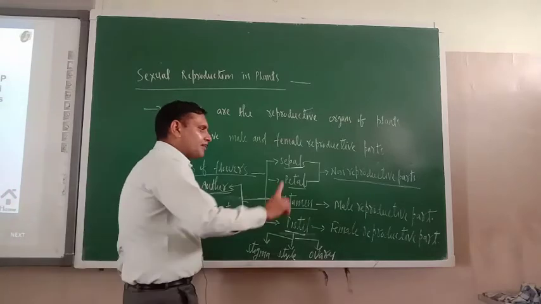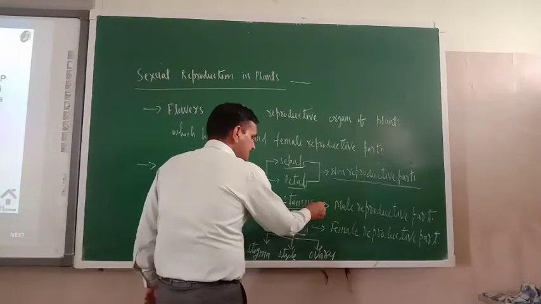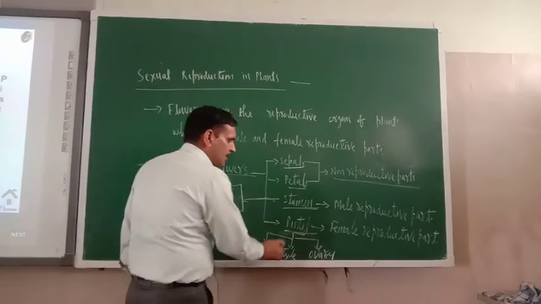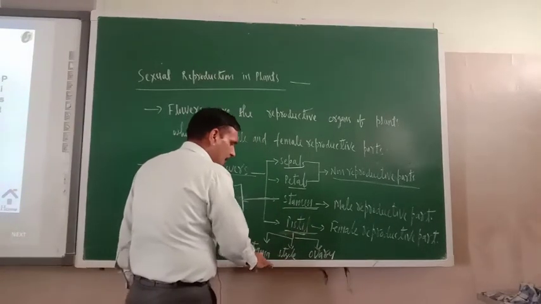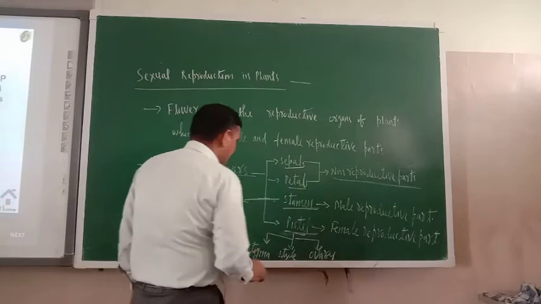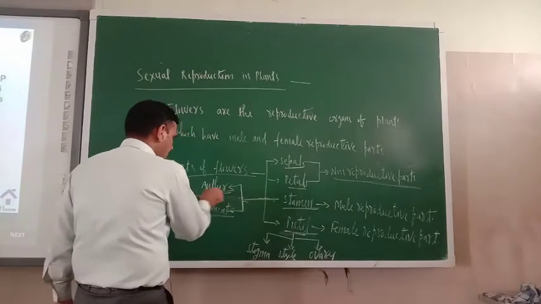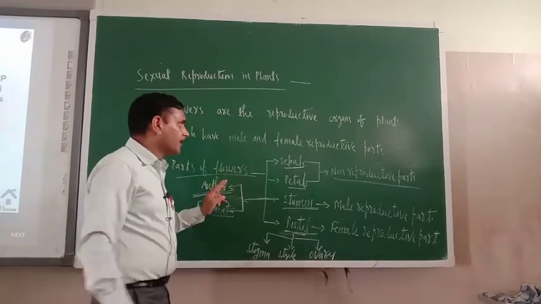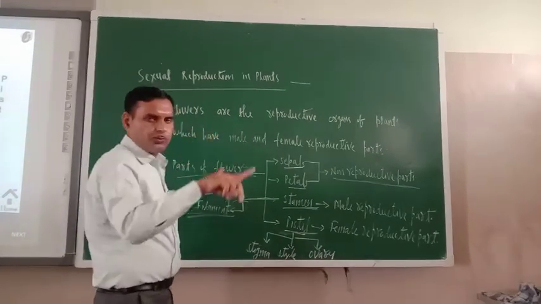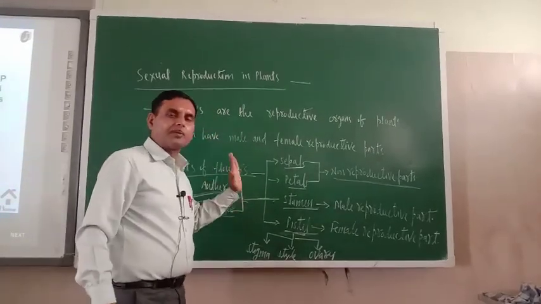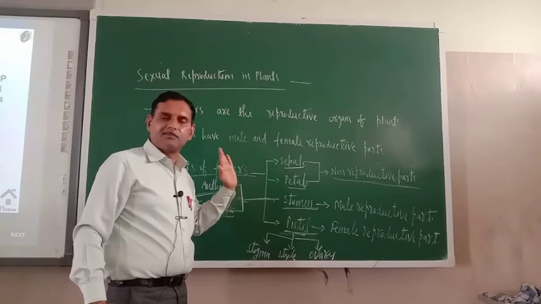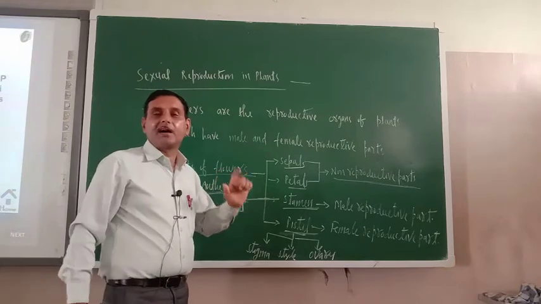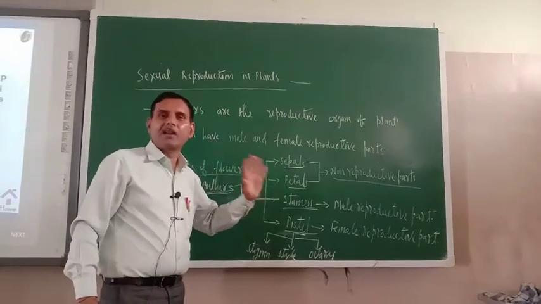So the male reproductive part of flower is stamen. Female reproductive part of flower is pistil. Pistil has got 3 parts: stigma, style and ovary. Stamen has got 2 parts, that is anther and filament. Okay, don't worry, we'll show you one figure. And you have to make the diagram of flower also, where you will get the clear-cut idea about the different parts of flower.